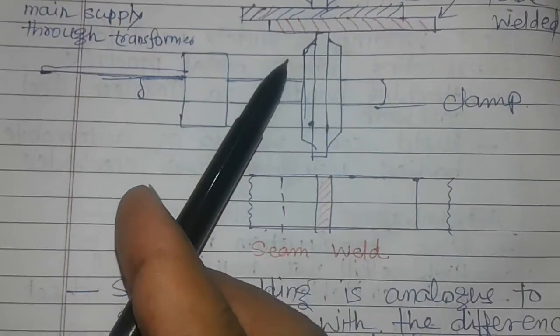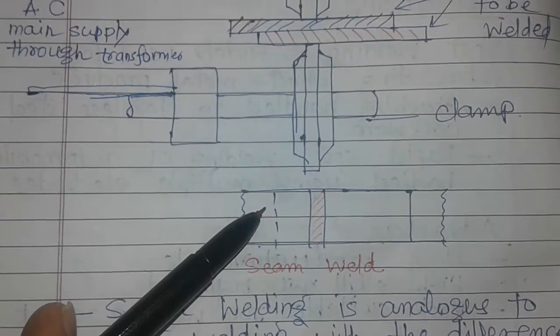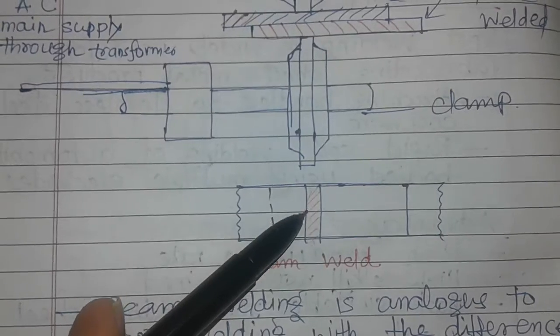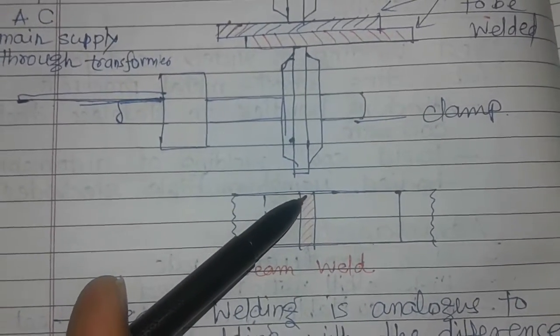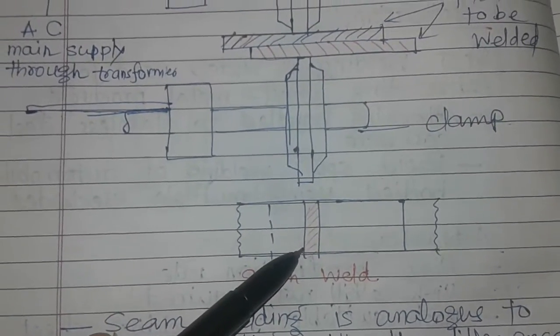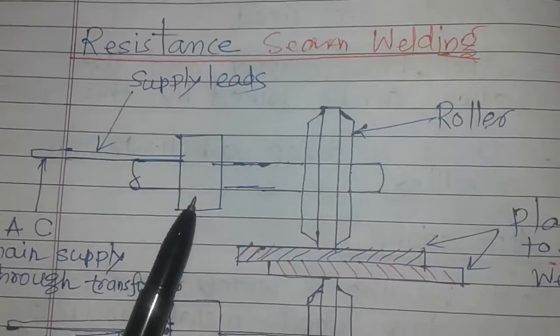The seam welding looks like this. This is one metal plate and this is another metal plate. These two plates are joined, and the joint looks the way it is shown in the figure. So this is called resistance seam welding.